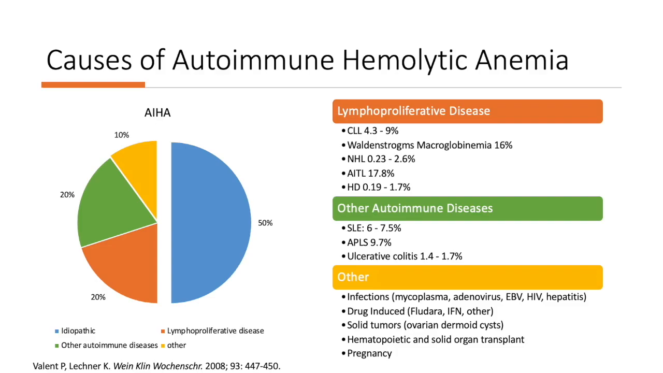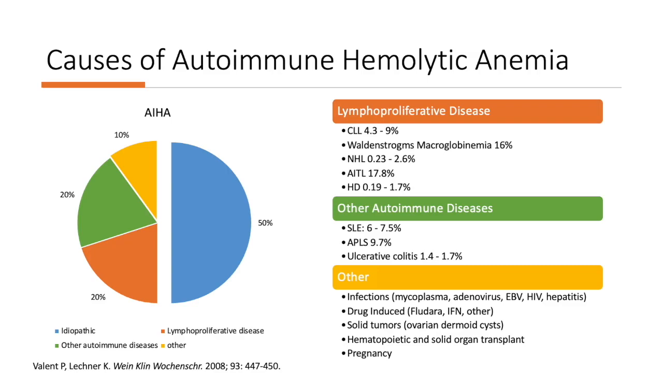To summarize, in about 50% of cases, the autoimmune hemolytic anemia is idiopathic, meaning that there is no known associated condition that can potentially account for the pathogenesis. In about 20% of cases, autoimmune hemolytic anemia is associated with lymphoproliferative disorders, including CLL in 5 to 10% of cases. Waldenstrom's macroglobulinemia was seen in 16% in this particular study.